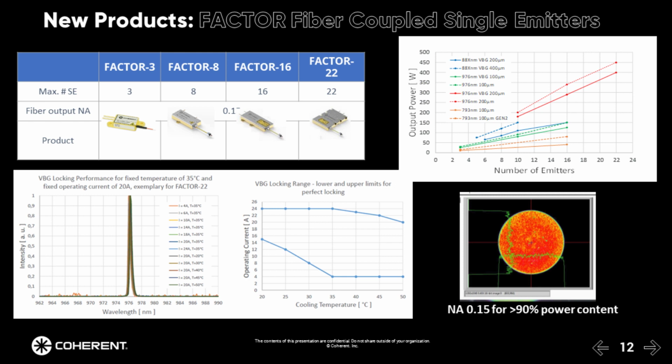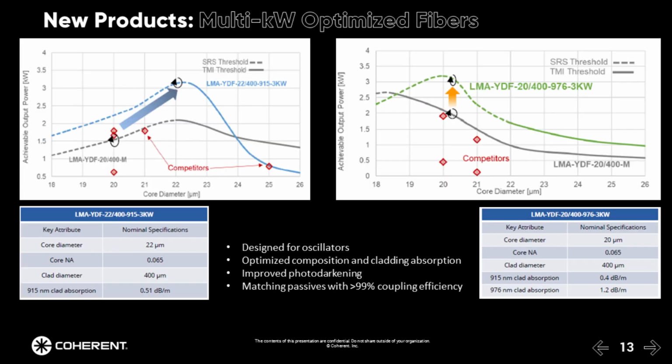Another product line that we recently launched is our Factor line of fiber-coupled single emitters. This is an array of different single emitter diodes, all combined via optics to produce a single output with up to 22 individual emitters and 400 watts or more from a single package. These are commonly used to pump very high-power fiber lasers, but the 800 nanometer versions can also be used to pump neodymium vanadate crystals, for instance.